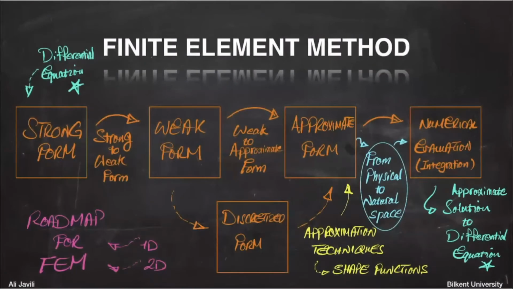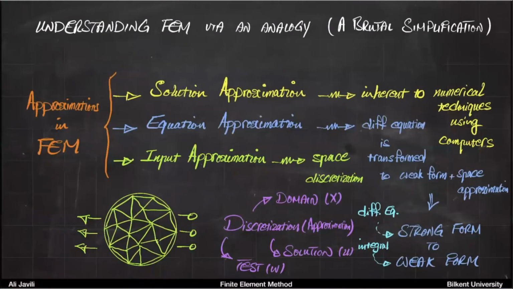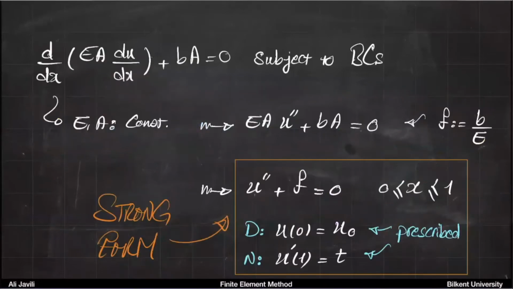As always, we have a short summary of what we have done so far. This is the map of the finite element method that we wanted to look into. And for now, we are dealing with one-dimensional finite element method. We talked about different sources of approximations in the finite element method.